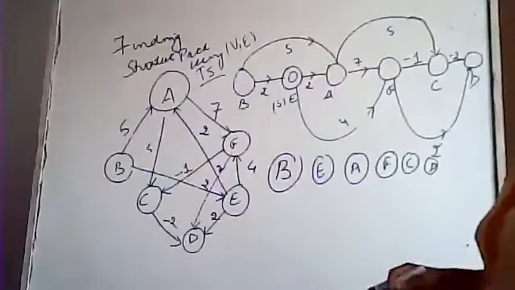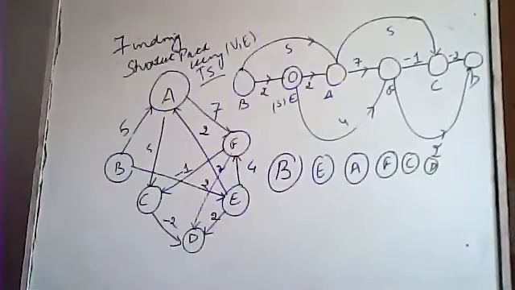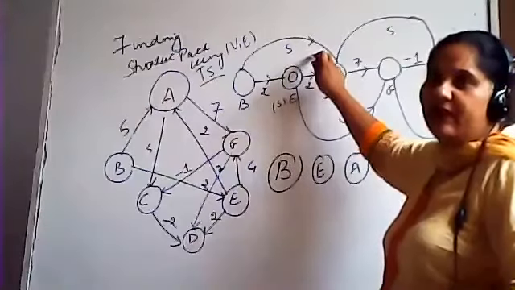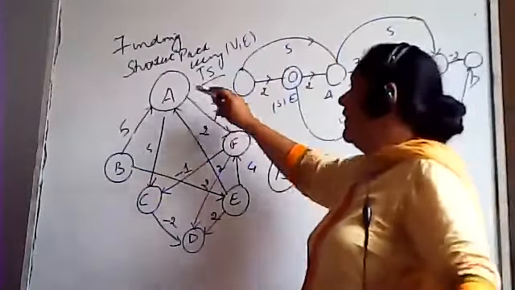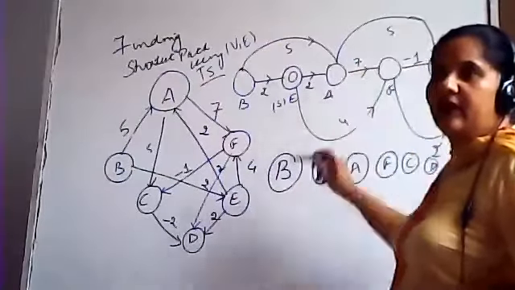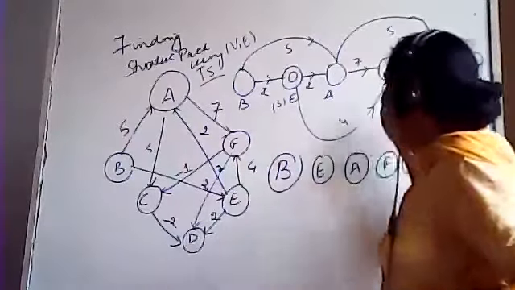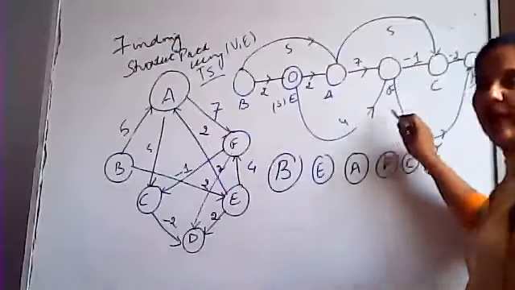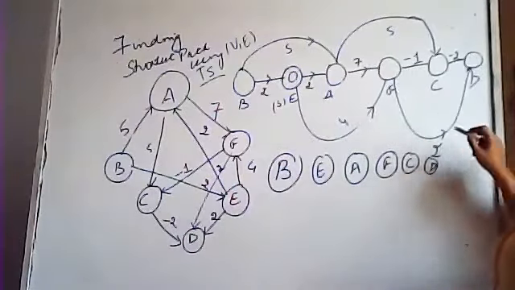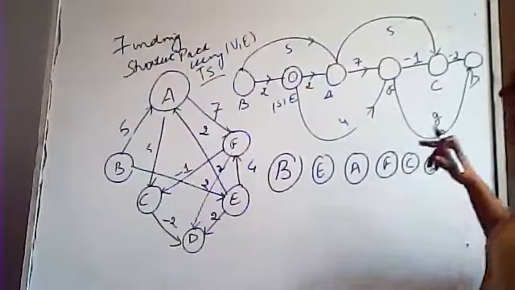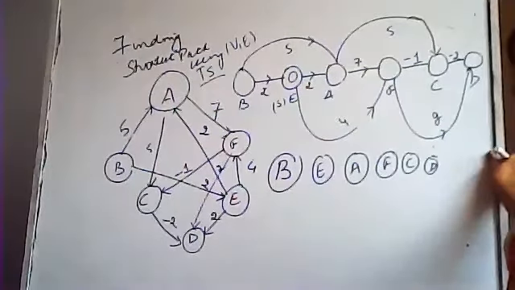Now B to A is 5. So it is written 5. Okay. Then A to C is 5. Then E to F is 4. So E to F, draw edge, that is 4. Then F to D is 2. Okay. Now is it clear?